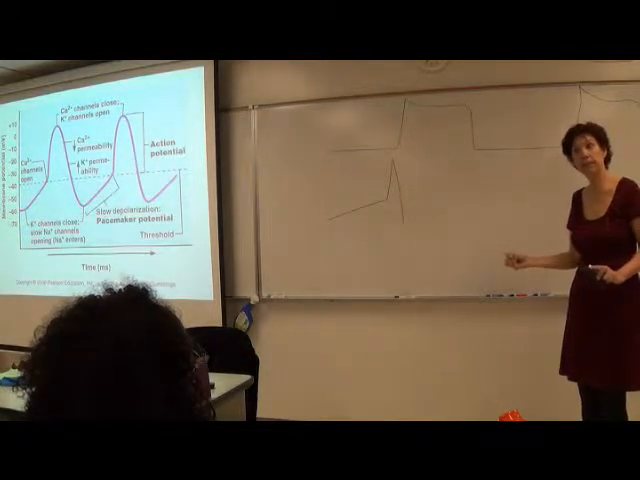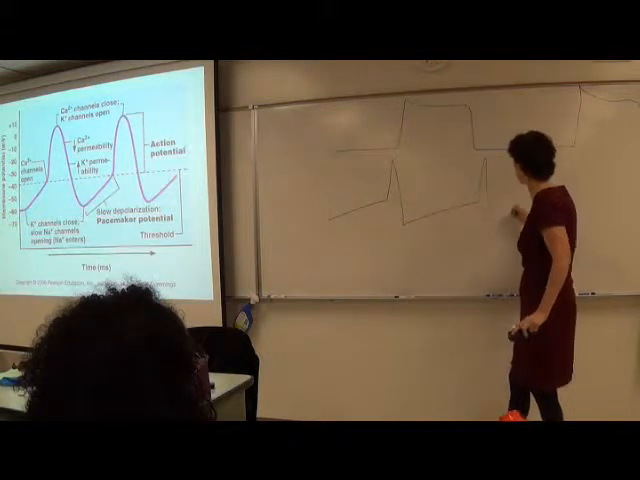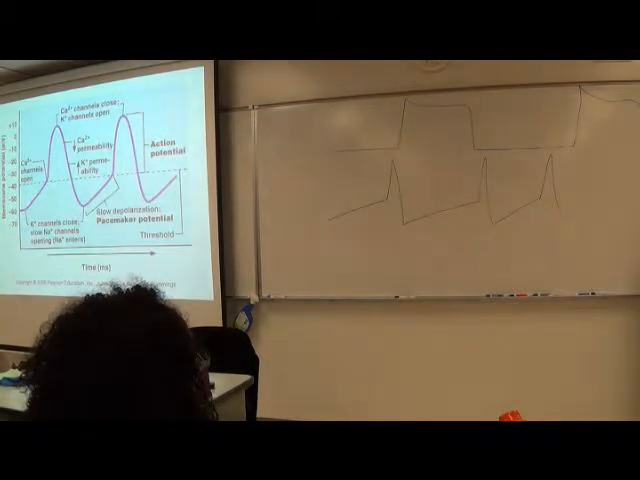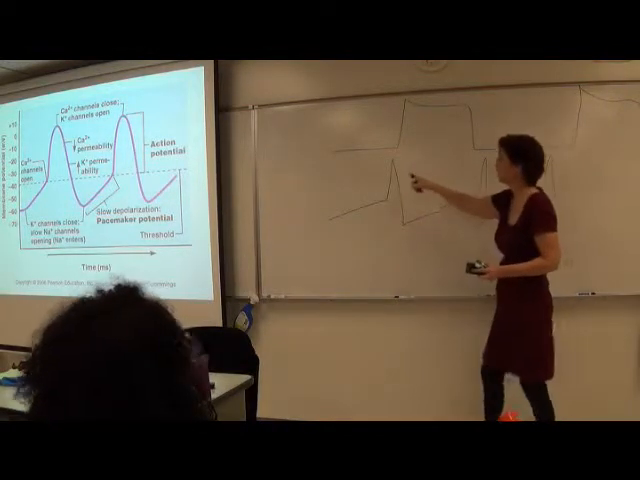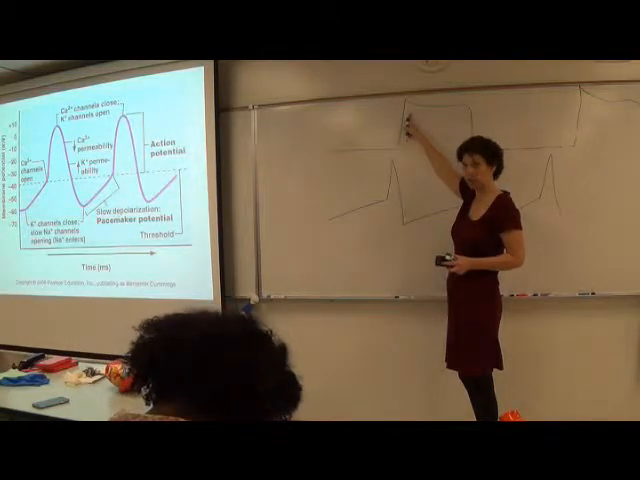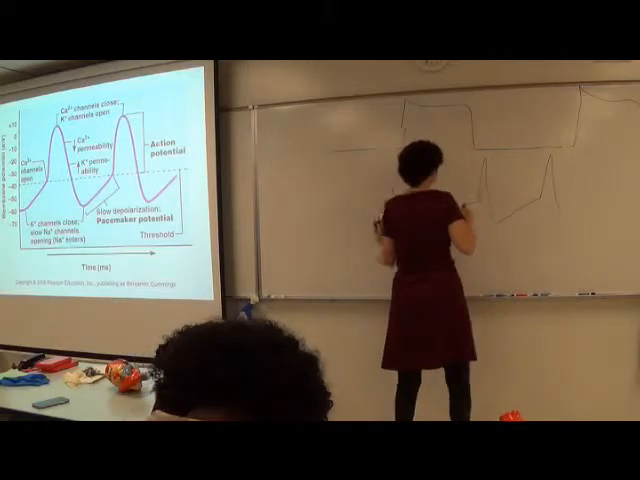What's going to be different? It's going to shorten it. It's going to take less time to reach threshold potential. Okay. So now let's look at what's happening at the autorhythmic cells, because each of these action potentials is going to result in an action potential of the contractile cell. So this is the important part of the control system here.